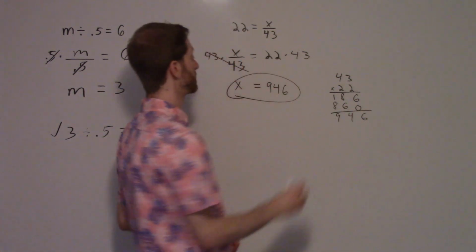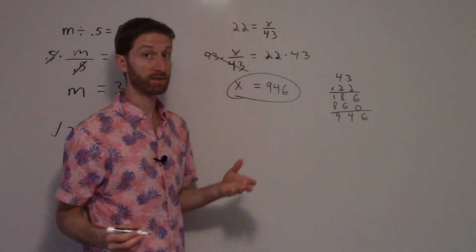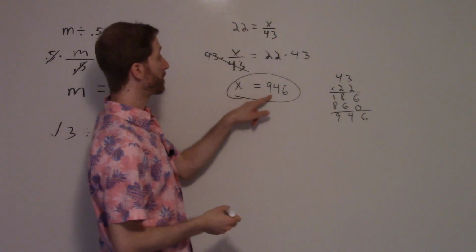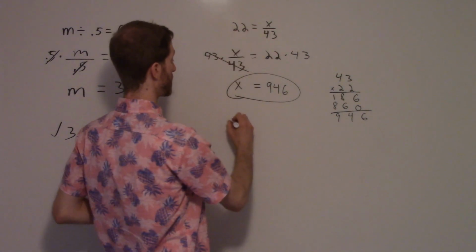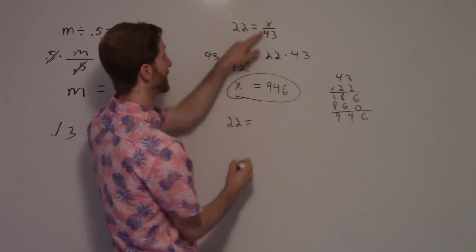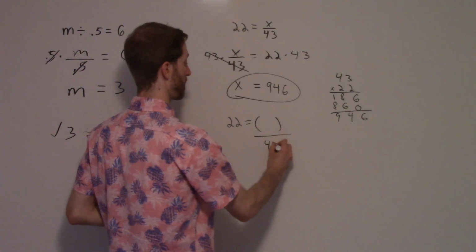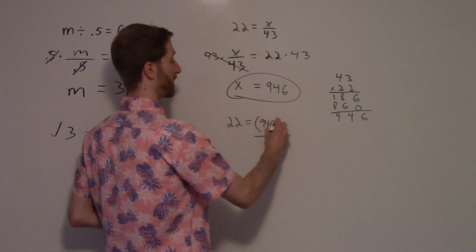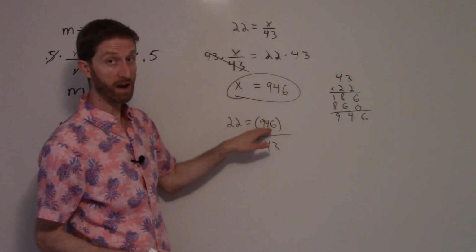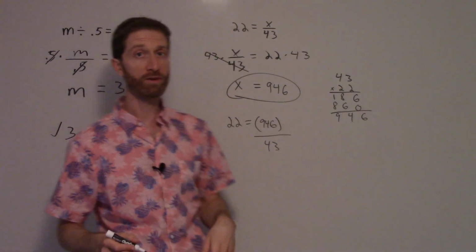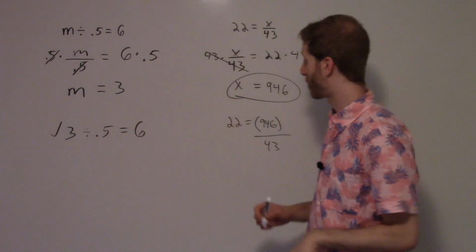And that, my friends, is your answer. You could check your answer by, again, evaluating 946 into the original equation. So we have 22. Is it equal to that thing that we call x divided by 43? That thing we call x is 946. And when you do out 946 divided by 43, you are going to get 22.